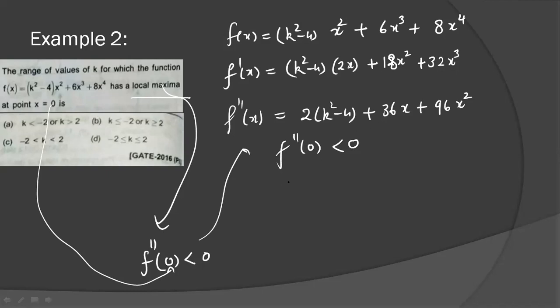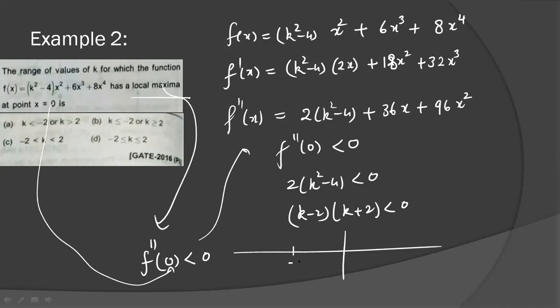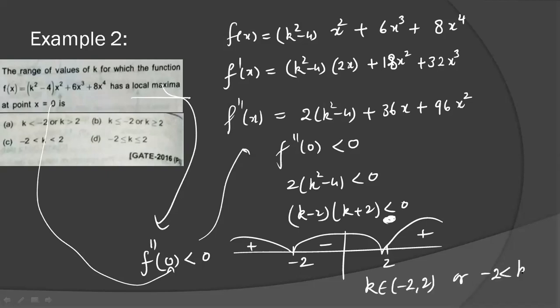Put x equal to 0, you will get 2k square minus 4 less than 0, or k minus 2 into k plus 2 less than 0. The coefficient of variable k is positive, so you can draw the wave graph here. Minus 2, plus 2. Plus, minus, plus. You want negative, k less than 0, not equality sign here. Less than means negative, so k belongs to minus 2 less than k less than 2.